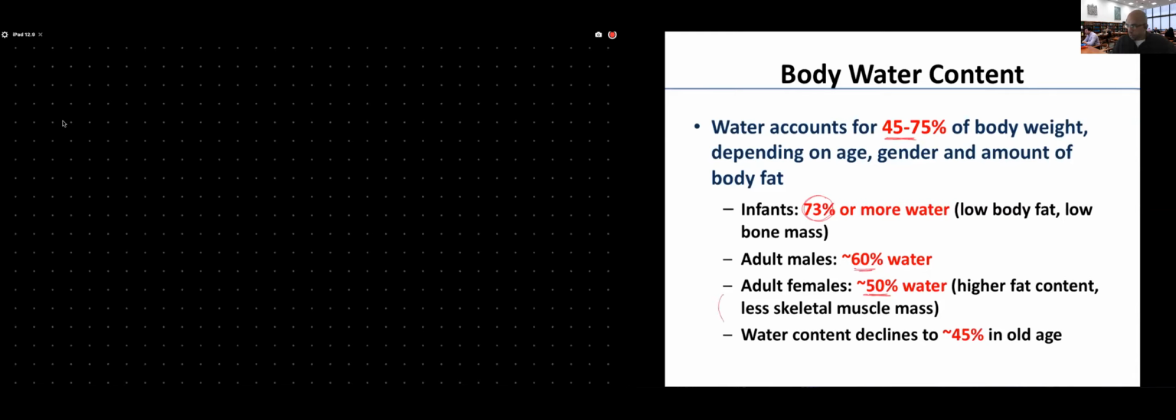As a person gets older, in older age, water is going to represent around 45% of the total body weight. So why do I have this variation? How come females have less body water content compared to males? How come an older person is going to have less body water percentage compared to an adult? It's a very simple concept.